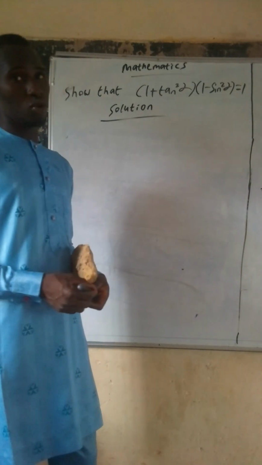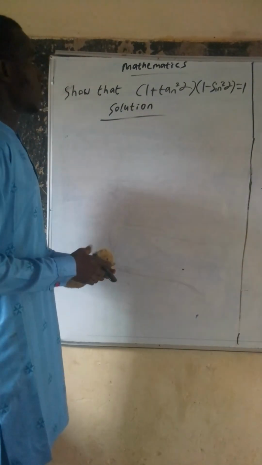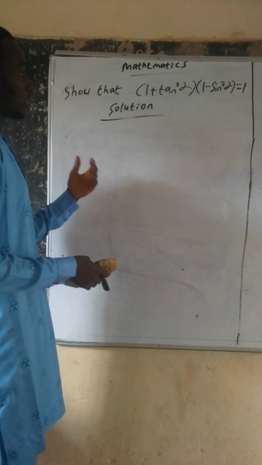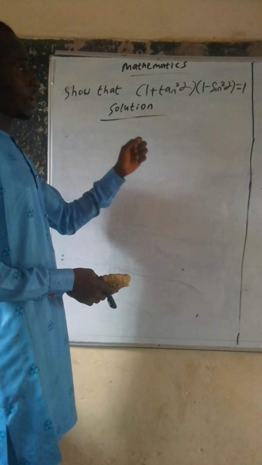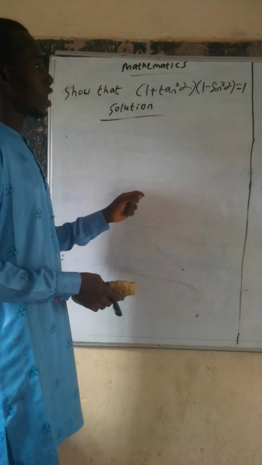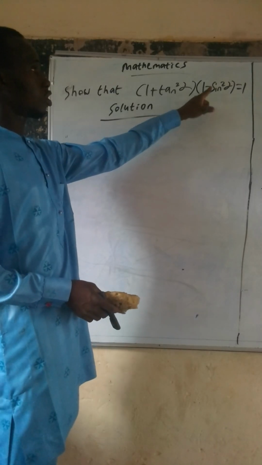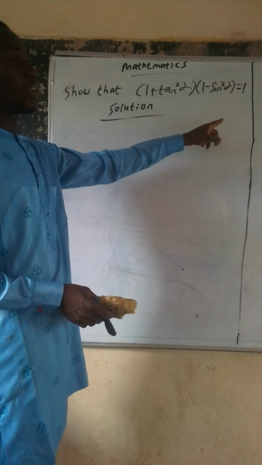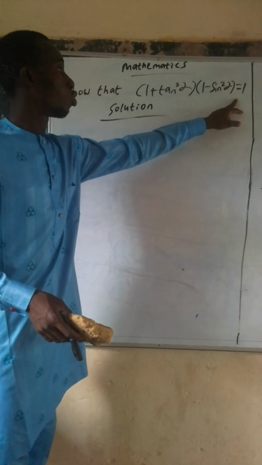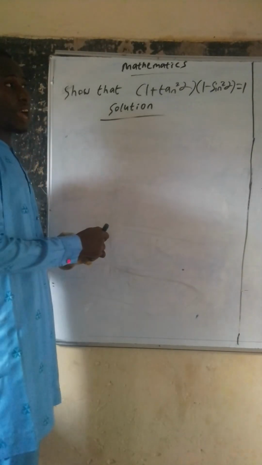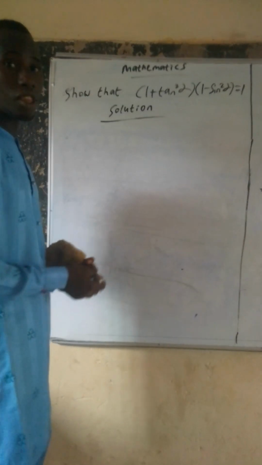So let's go right ahead to solve this given question. It's a question in mathematics. It says, show that (1 plus tan square alpha) multiplied by (1 minus sine square alpha) is equal to 1, right? So it's a question in identity. I'm going to show you step by step how to solve this given question.